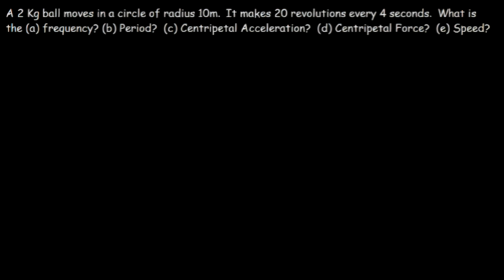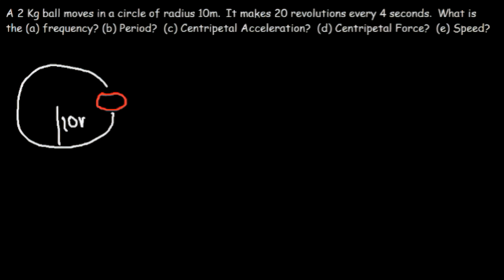So here's a practice problem that covers all of the equations, or at least most of them, that we've covered at this point. So feel free to pause the video and work out this example. So we have this 2 kilogram ball and it moves in a circle of radius 10. It makes 20 revolutions every 4 seconds. What is the frequency, period, centripetal acceleration, centripetal force, and the speed? So let's say this is the ball and it moves in a circle and the radius of that circle is 10 meters.